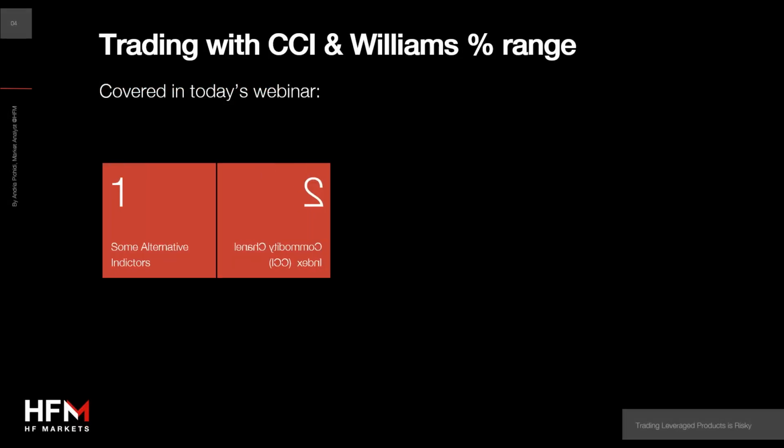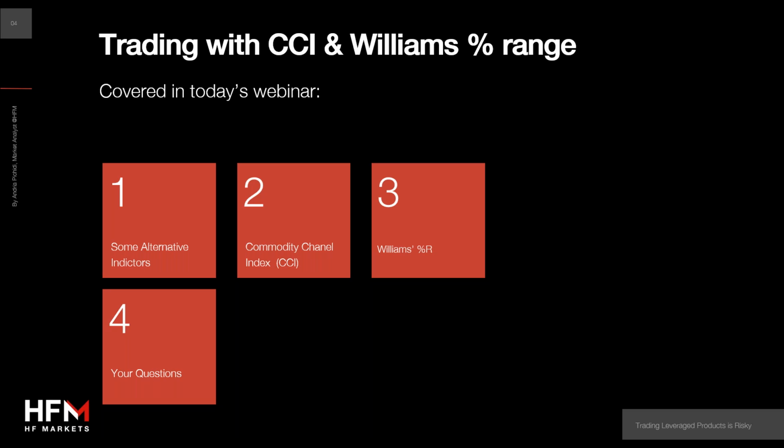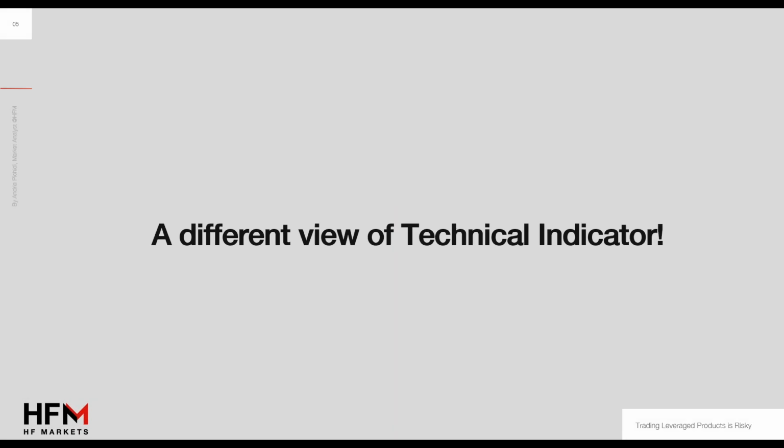So, as I already mentioned, today we're gonna go through these two alternative indicators: the Commodity Channel Index and the Williams Percent R range. Just a quick reminder, because I saw a question just now: this webinar is being recorded as usual, so if you cannot stay until the end of it, you will anyway receive the recording via email.